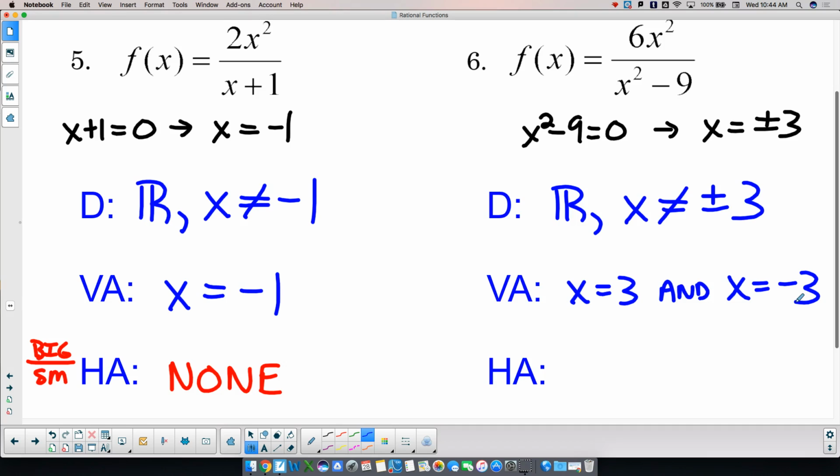Lead coefficients. Lead coefficient of the top, 6. Lead coefficient of the bottom, 1. Okay, so my horizontal asymptote is going to be y equals 6 divided by 1, which is just y equals 6. For the vertical asymptotes, you have to write them separately. Yes, because they're 2 separate lines. Okay.